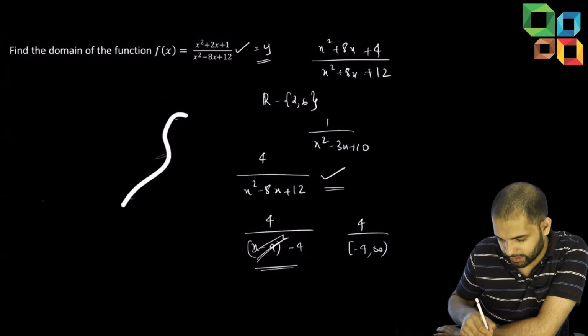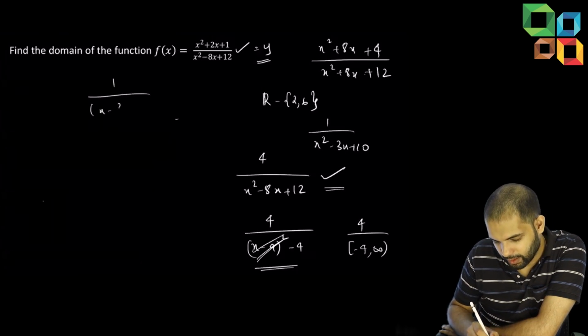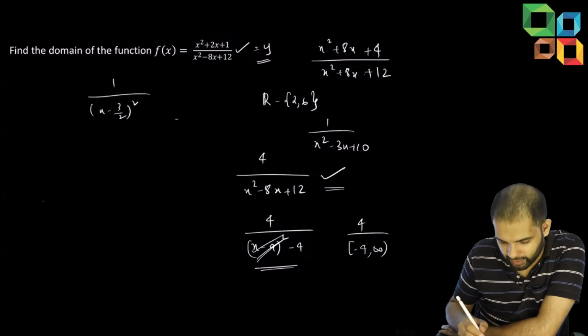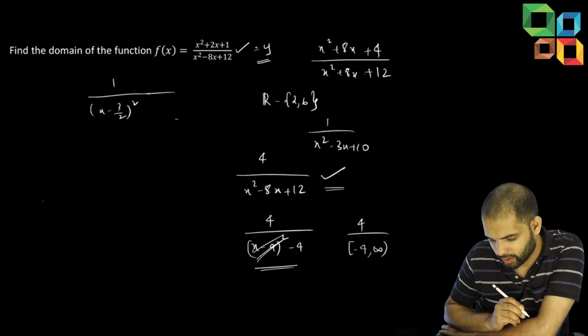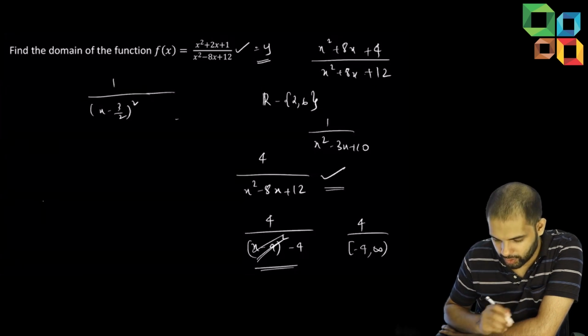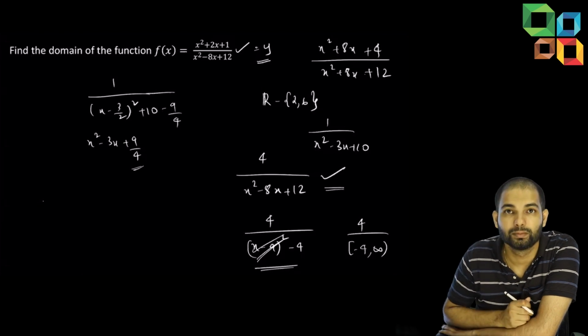See, I'll just write the solution. 1 by, I'll complete the squares. Okay, fine. Those who are done can leave the class. This is something extra anyway. So (x minus 3 by 2) whole square, right? So plus what? If I expand this, it is x square minus 3x plus 9 by 4. So this is plus 10. I have added 9 by 4, so I have subtracted 9 by 4. Is it fine?